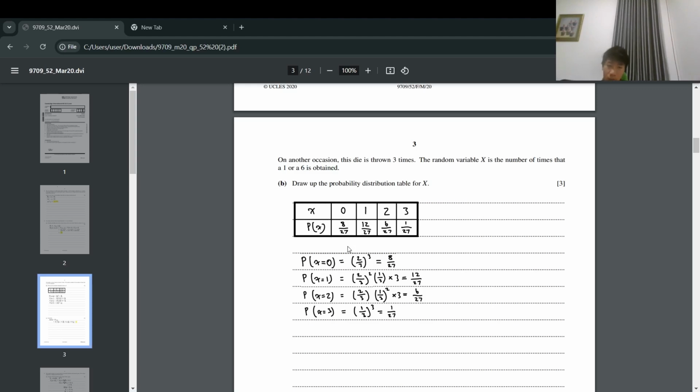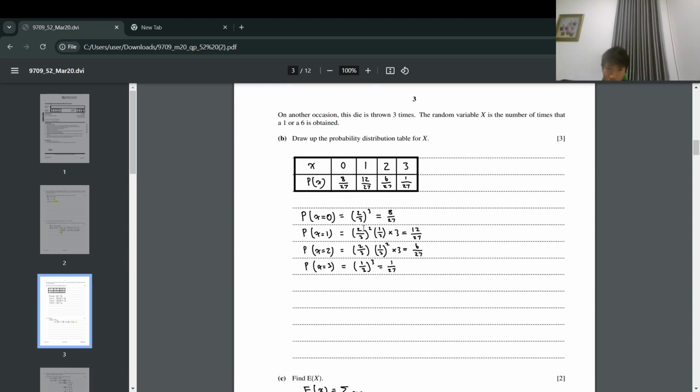Okay, so the probability of X equals 0 is 2 over 3 to the power of 3, as there will be 3 fails, as the die is thrown 3 times and 1 or 6 is not obtained at all. So the probability of fail to the power of 3, as the die is thrown 3 times, which the answer is 8 over 27.